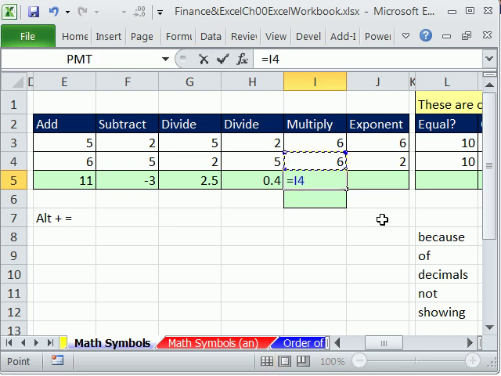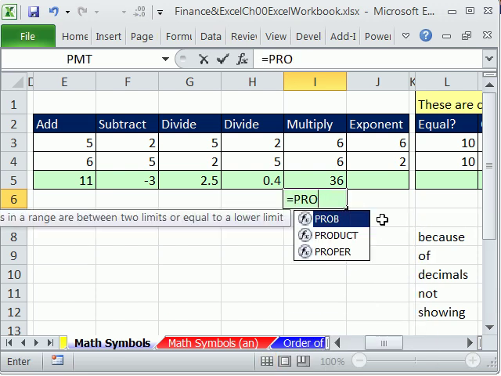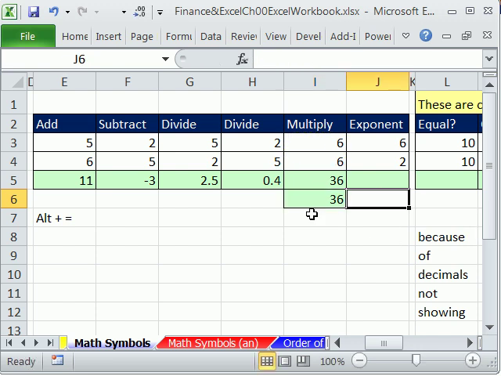Multiplying, we could do this times. Use the asterisk on the number pad and then get that. However, similar to the sum function, if we have a bunch of things we're multiplying, you can use the product function. Product. The word product means, in math, that's the answer. The product, 6 times 6, the product is 36. So you can highlight like that. I don't think we'll get much chance to use this. We'll usually be using the multiplication symbol.